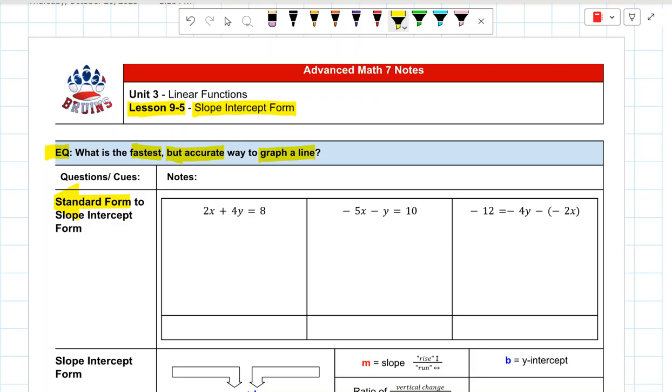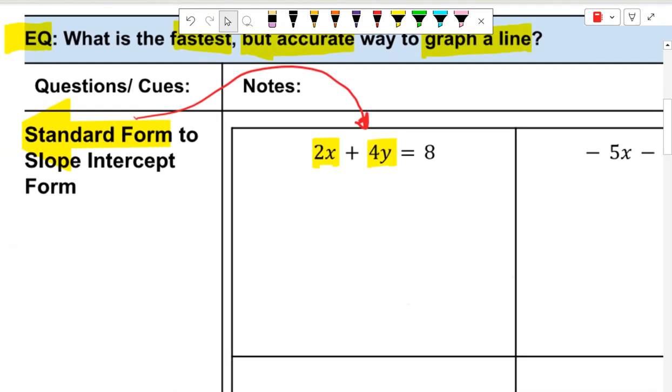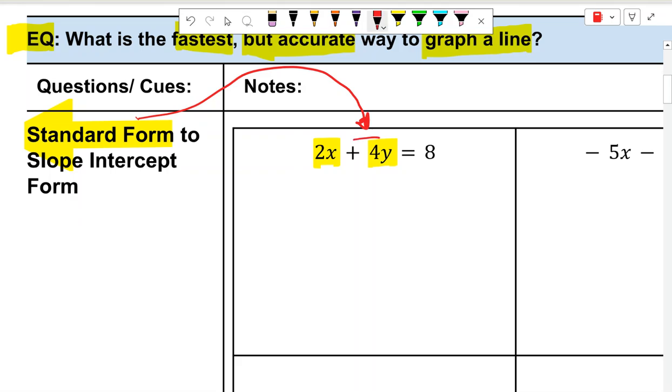It's called standard form, and standard form is exactly this right here. Here's a great example of standard form. Standard form is when your x value and your y value are on the same side of the equal sign. So these are together on the same side of the equal sign. Now that's fine, but we need to change them into the slope-intercept form. And to do that, we're going to use what we learned back in Unit 2.